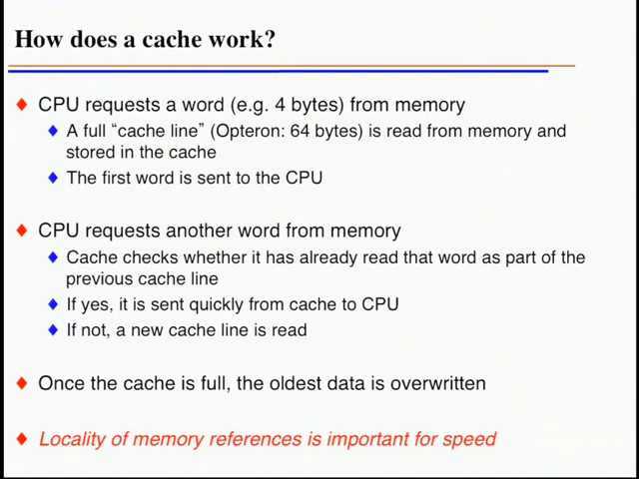So if you keep loading cache lines, loading data from memory, at some point your cache will be full and you can't load anything else. And so the oldest data will be thrown away from the cache. It's still in the memory, so it's safe. And then it will be replaced by what the CPU needs next.